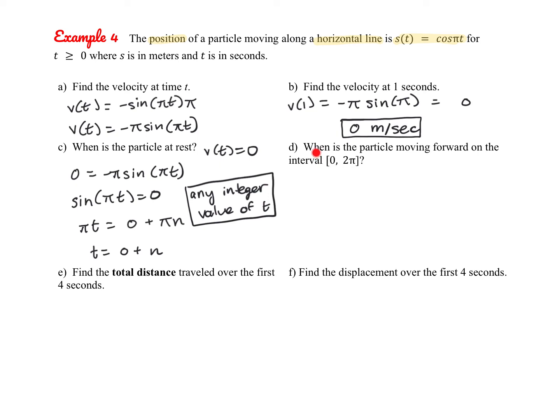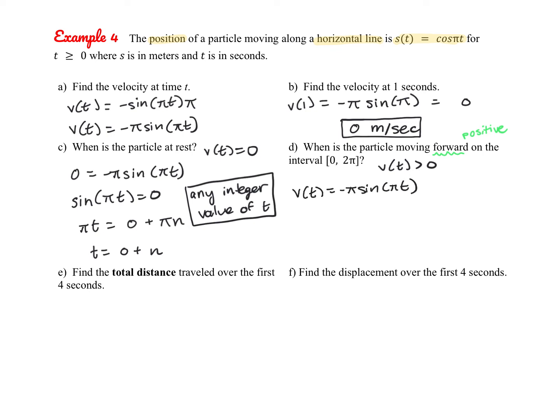All right, next let's look at when our particle is moving forward over the interval 0 to 2 pi. And when we say moving forward, this implies in the positive direction. So that's going to be whenever our velocity function is greater than 0. So when velocity is positive, that means we're moving in the positive direction. So let's look at our velocity function, which again is right here.